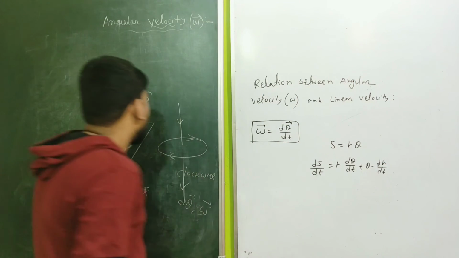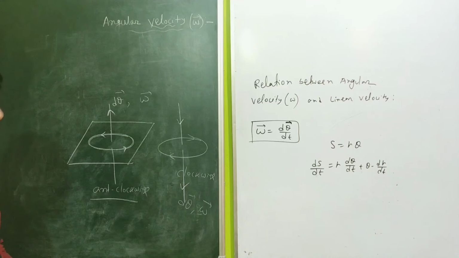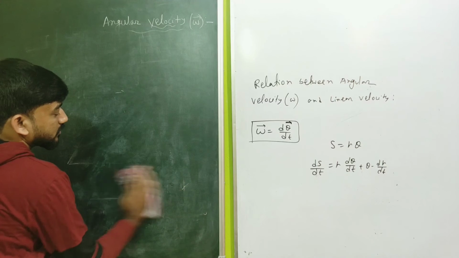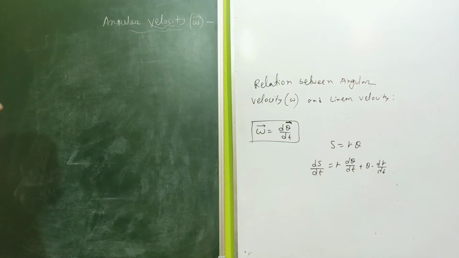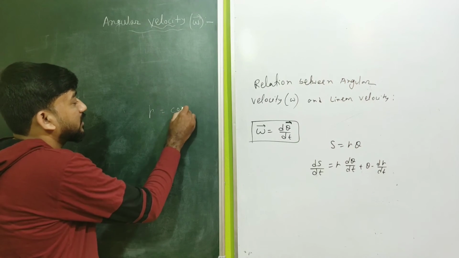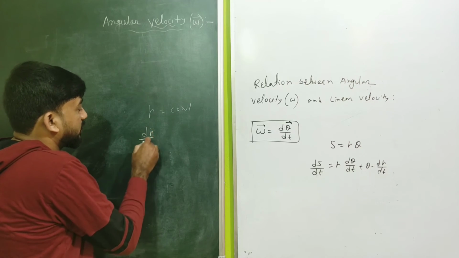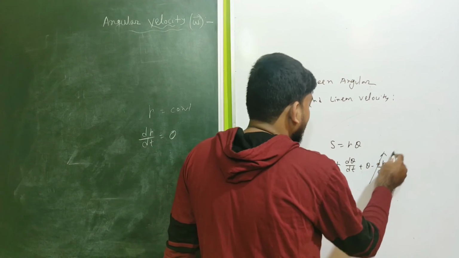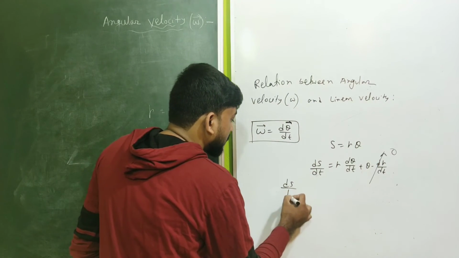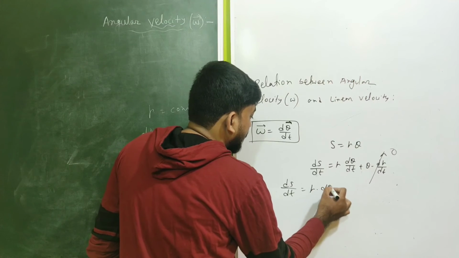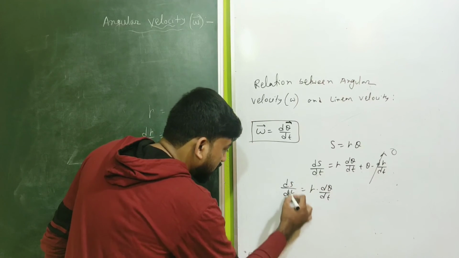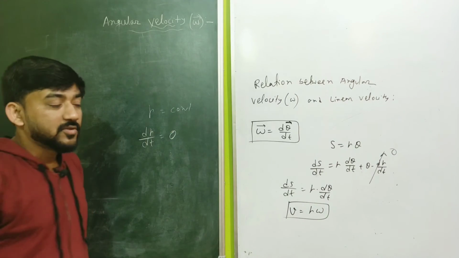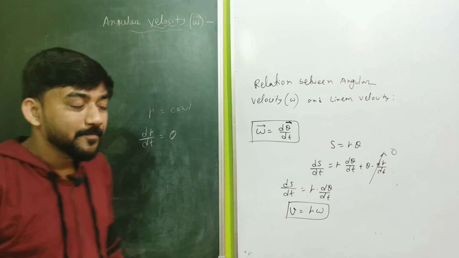But as r is the radius vector, r is obviously constant. So if r is constant, dr by dt will be 0, and in that case you can neglect this term. So here ds upon dt is equal to r into d theta by dt. ds by dt is equal to v and d theta by dt is equal to omega. So v is equal to r omega. This is the relation between the linear velocity and the angular velocity.